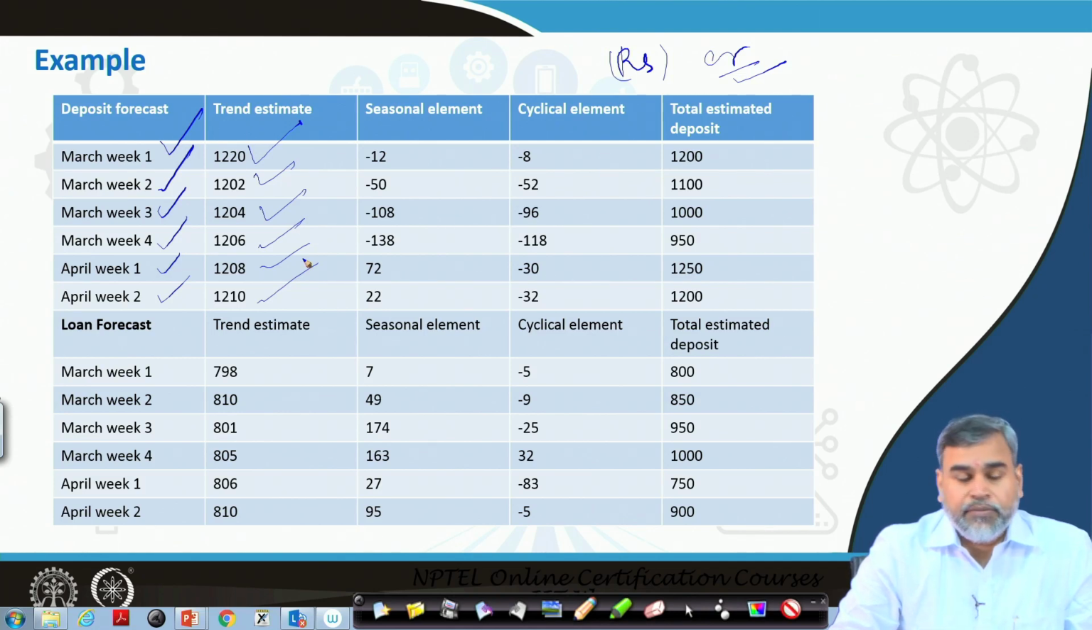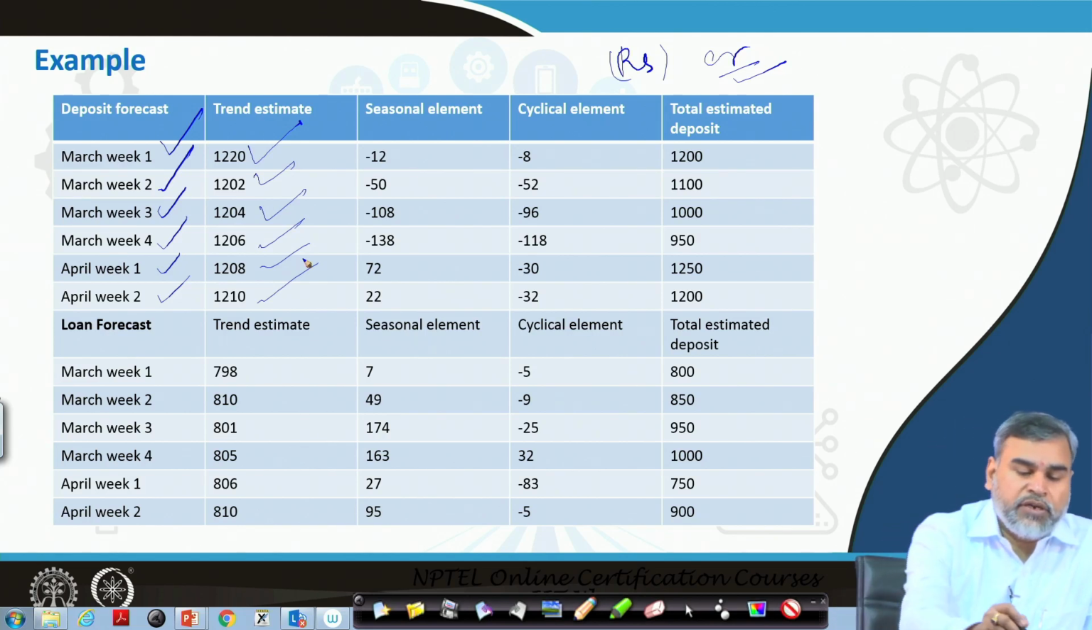By plotting a trend line for the last 10 years of data, we got these figures, which give you the trend component of this data. Then, comparing with the previous month's last week data over a reasonable period of time, let us say 10 years, we have tried to find out the seasonal component from this. And the seasonal component was, let us say, for March week 1 minus 12, then minus 50, minus 108, minus 138, 72, 22.